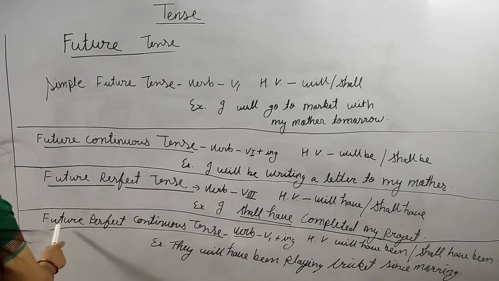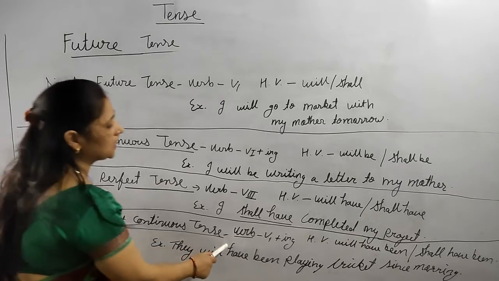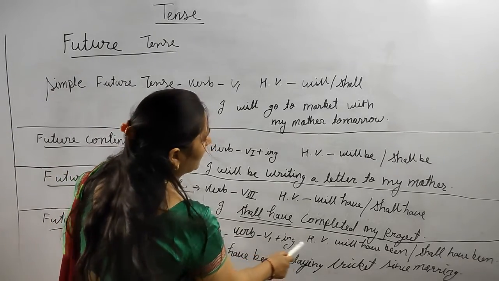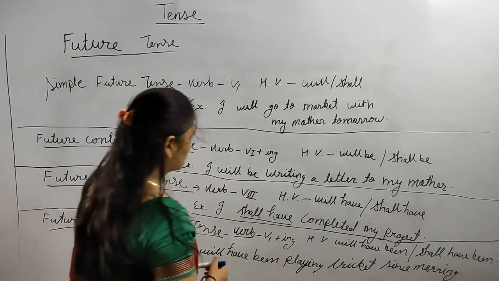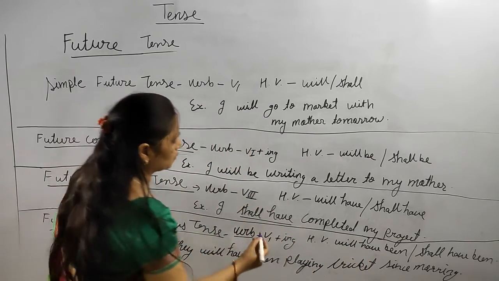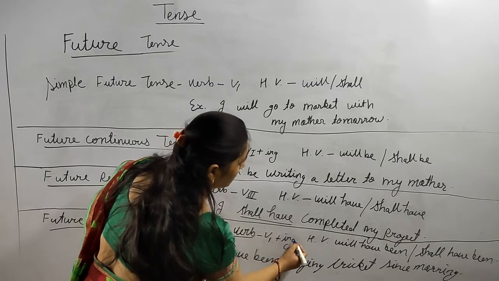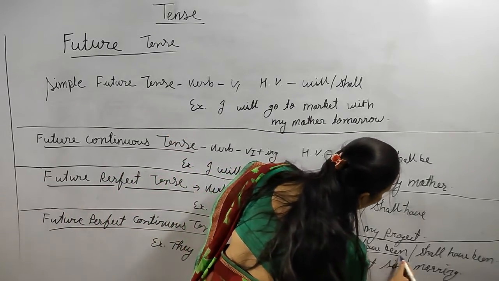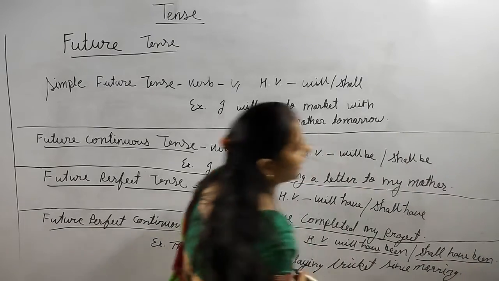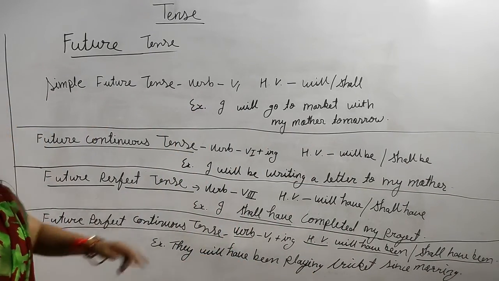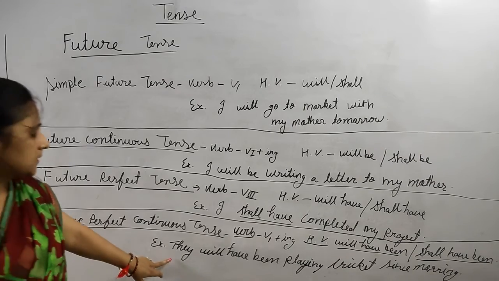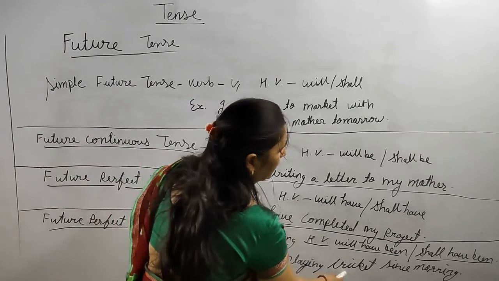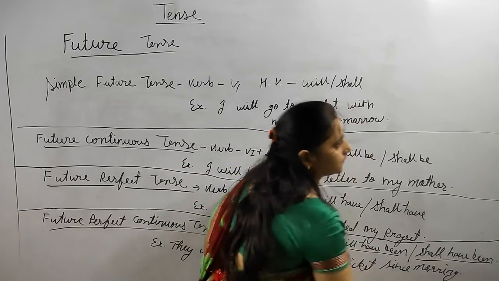Now look at the future perfect continuous tense. We will learn about the verb and about the helping verb. So which verb? The verb we will use is first form of the verb plus ing, and helping verb we will use will have been and shall have been. Now look at the example. They will have been playing cricket since morning.